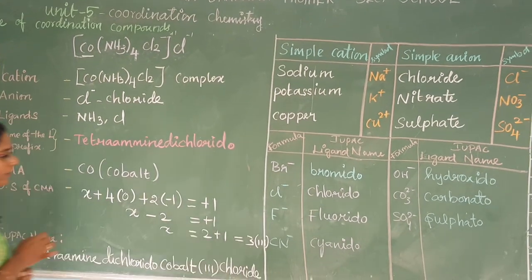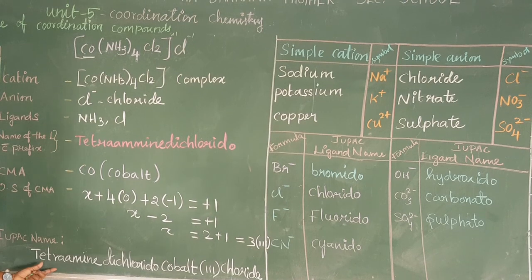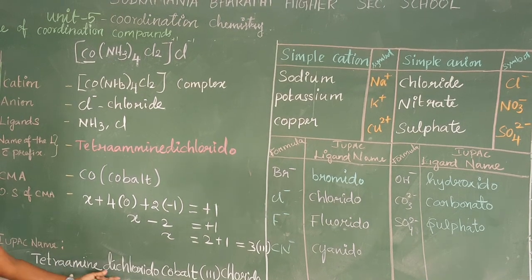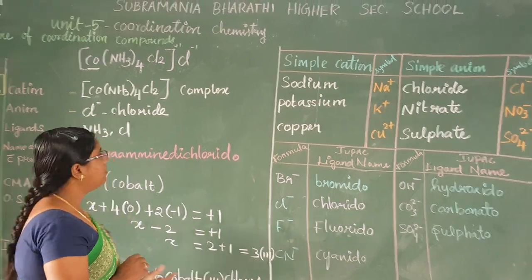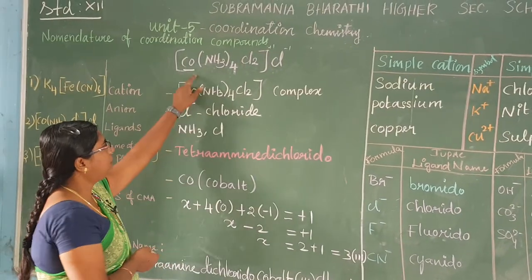Is it clear for everyone? So, what is the name of the complex? Tetraamine dichlorido cobalt(III) chloride. Okay. This is the IUPAC name for this complex.